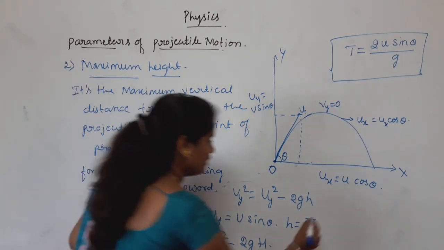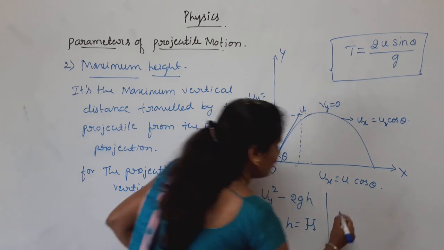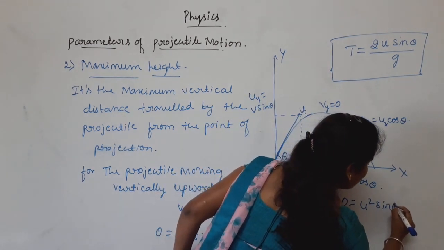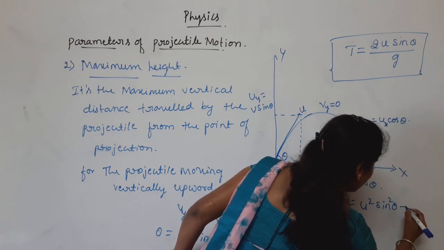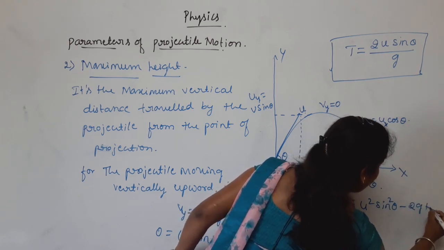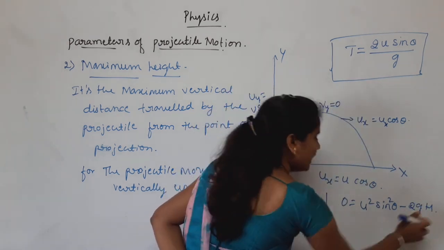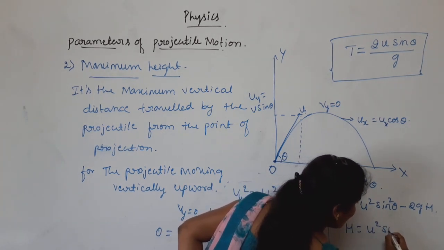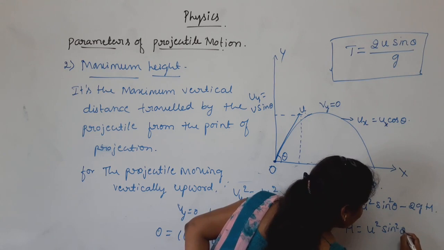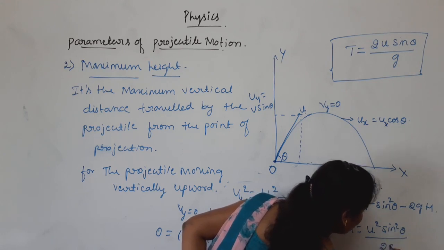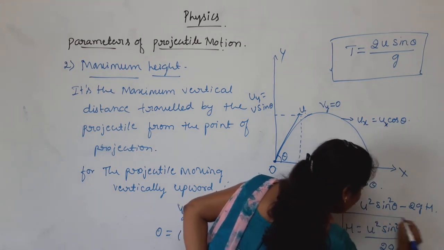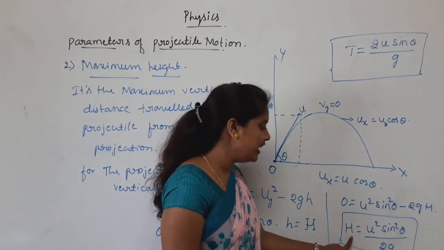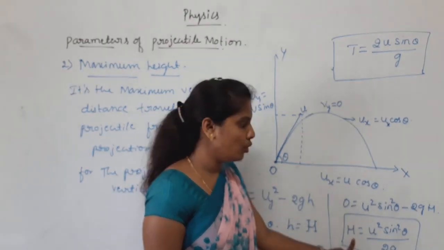Now simplify this equation. We get 0 equals U square sin square theta minus 2gH. Now we have to solve for H. H equals U square sin square theta divided by 2g. This is the equation for the maximum height of a projectile motion.